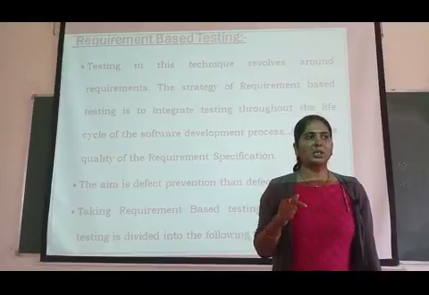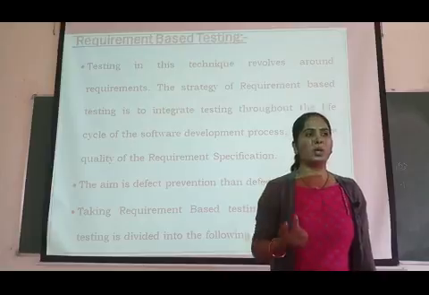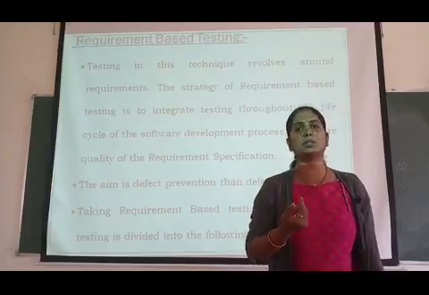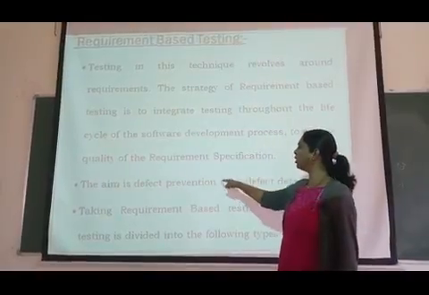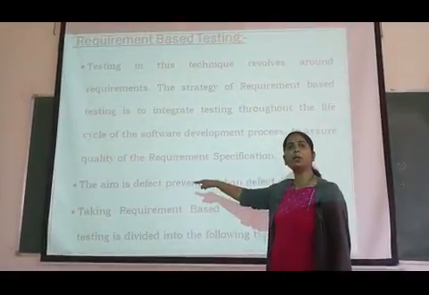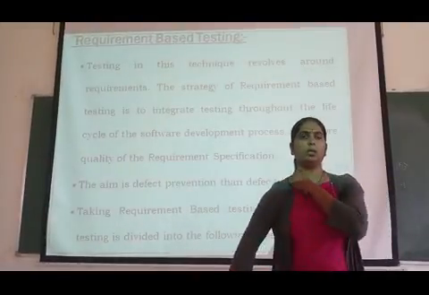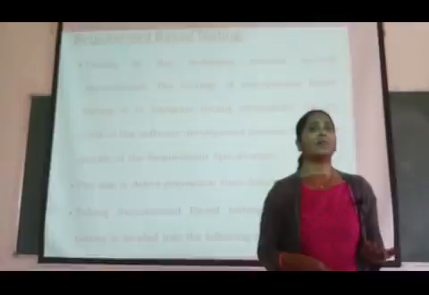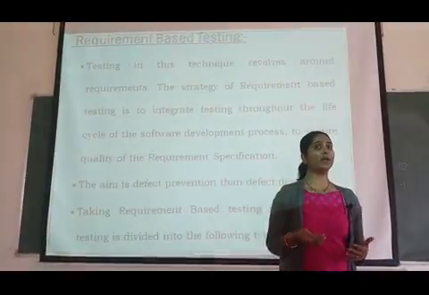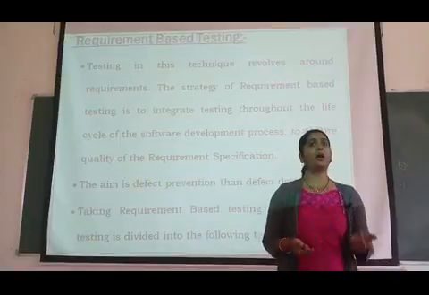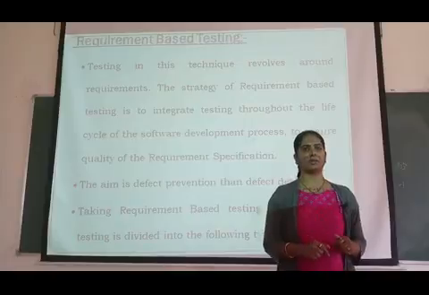So the main aim here is defect prevention rather than defect detection. The main aim of requirement based testing is what? Defect prevention, not defect detection. Now, when are we going to detect the defect? When it has occurred. But when are we going to prevent the defect? Before it occurs. That is the main difference.